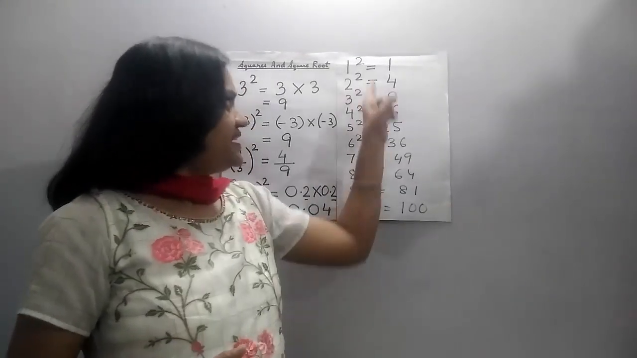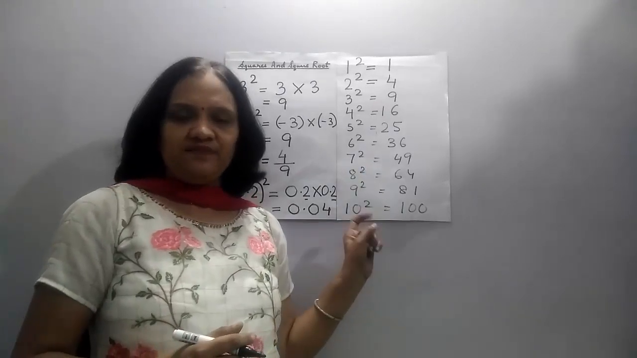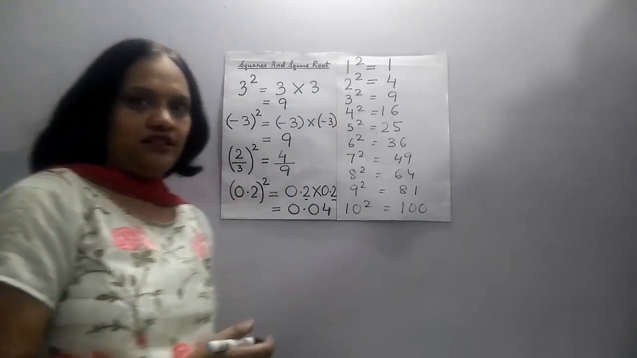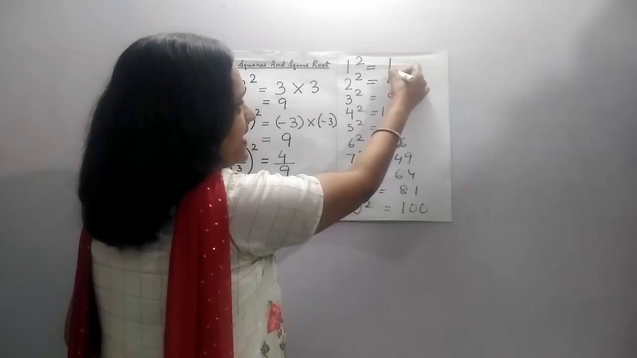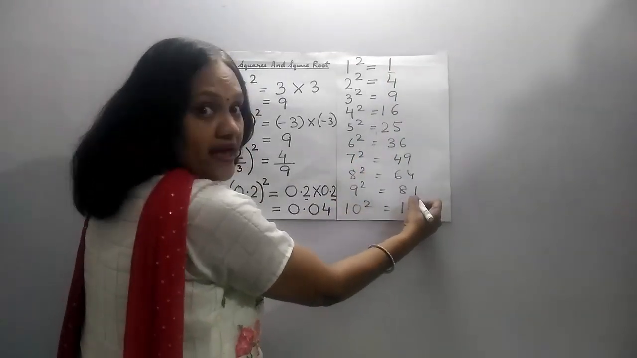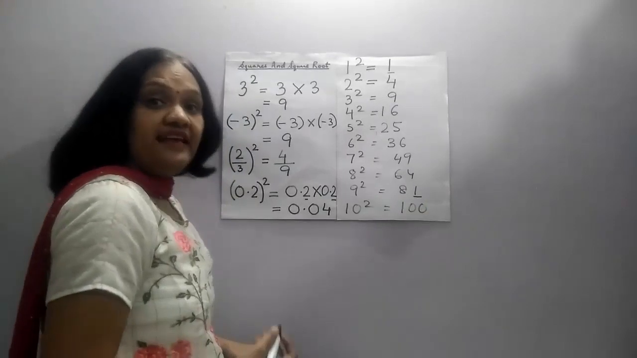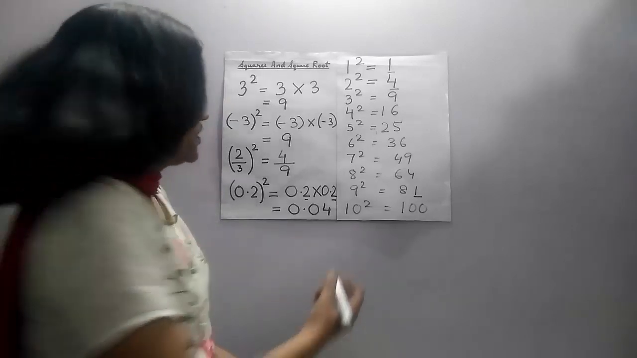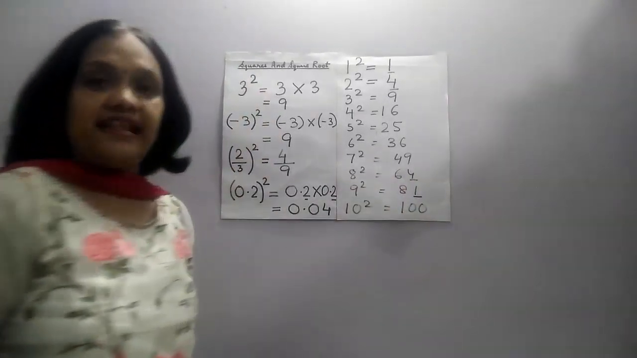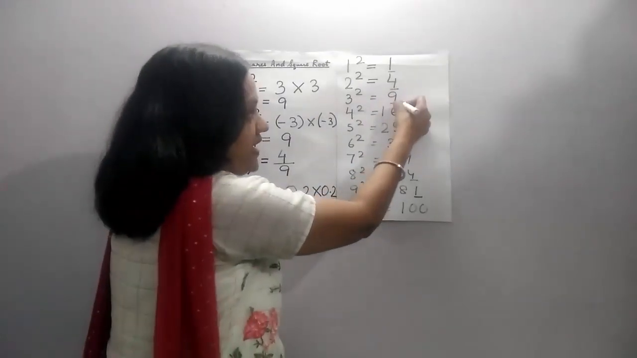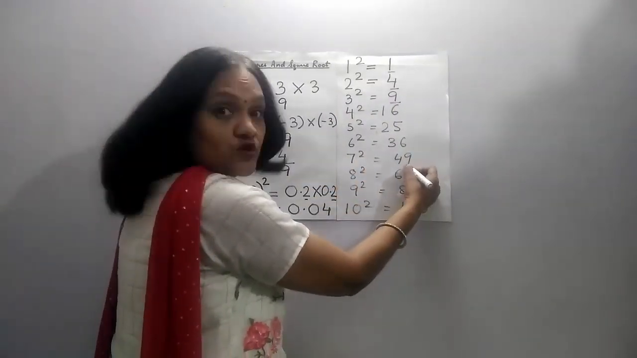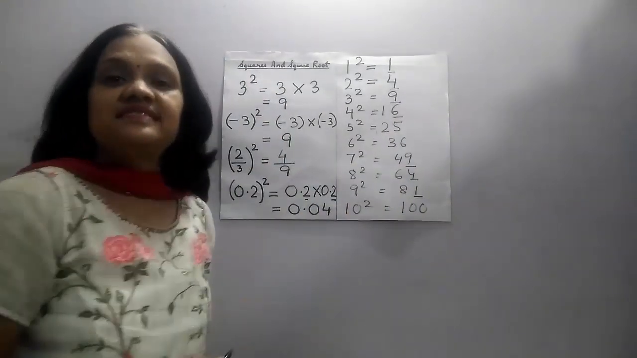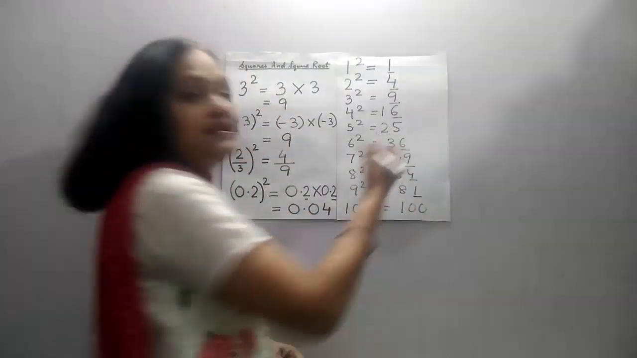Can you see any pattern in these squares? Let's find out if there is anything which is common in all these squares. Just see, 1 square is ending with a 1 and also 9 square is ending with a 1. 2 square is ending with a 4. Also 8 square is ending with 4. 3 square ends with a 9. 7 square also ends with a 9. 4 square ends with a 6. 6 square also ends with a 6.